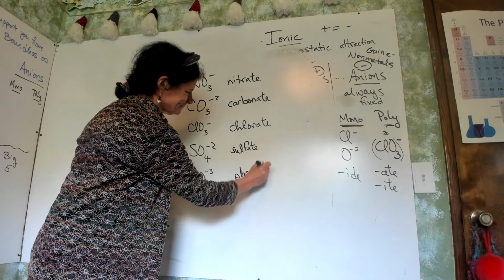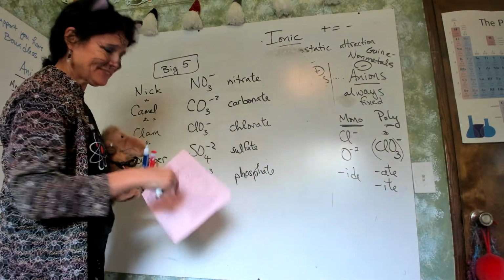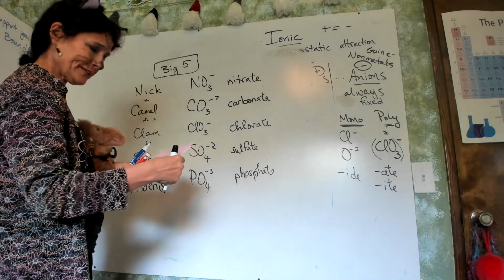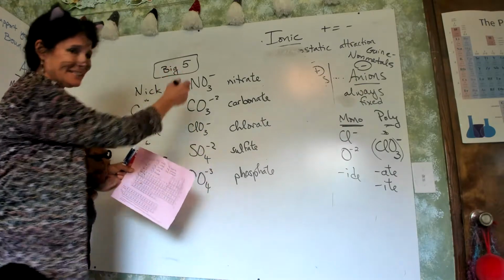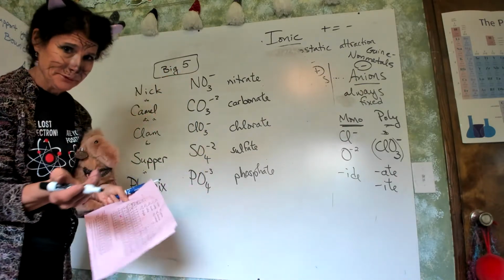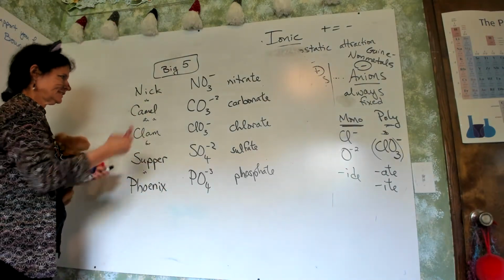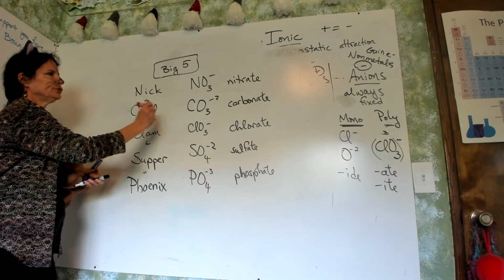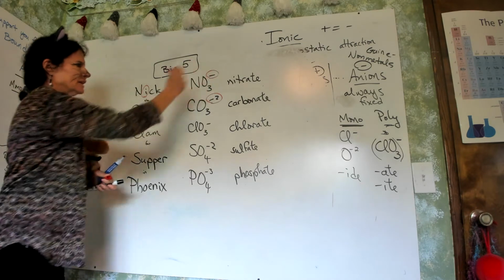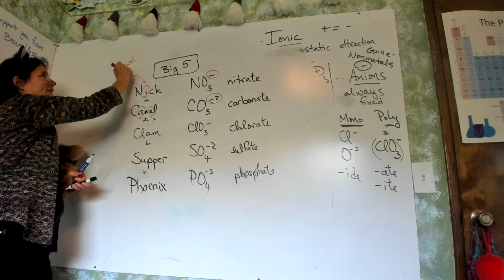Their charges make sense. Phosphate's a -3 like phosphorus. Sulfate is -2 like sulfur. Chlorate's a -1. It's the carbonate and nitrate that don't make sense. And that's what Nick the Camel told you, the charge, because of the vowels. Camel had 2. This was -2. Nick has 1 vowel. So the vowels A, E, I, O, U equal the charge.